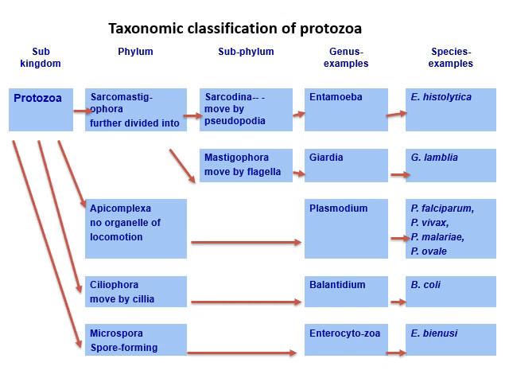Sarcomastigophora is divided into 2 subphyla. Sarcodina contains amoebae, and Mastigophora contains flagellates. Apicomplexa, example Plasmodium. Ciliophora, the parasitic organism Balantidium coli. Microspora, example Enterocytozoon.